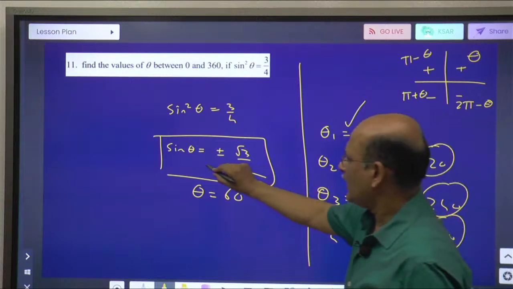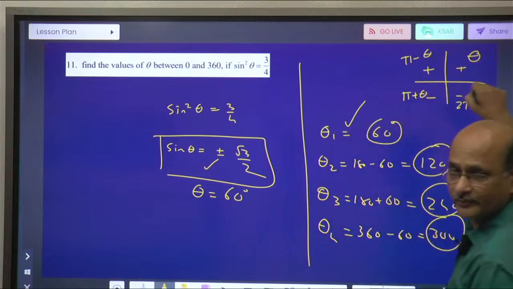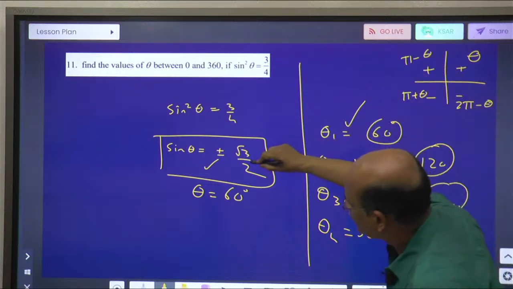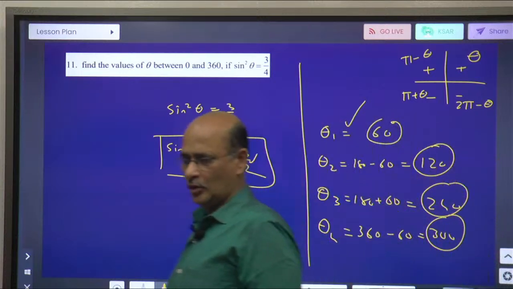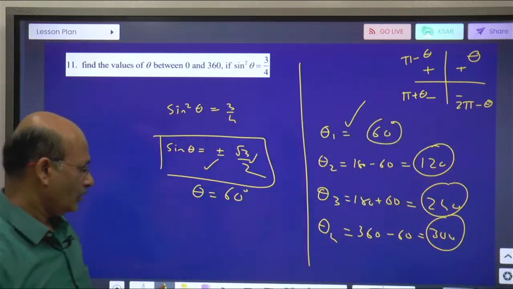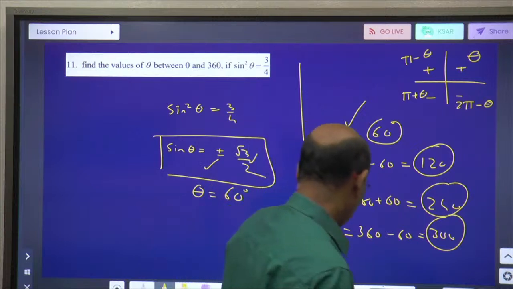Remember, the sign tells you the quadrants. The value gives you the angle. As simple as this. Okay, keep that in mind. I hope you got this message clear. So next one.